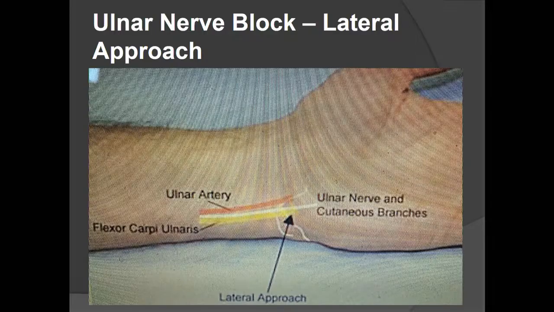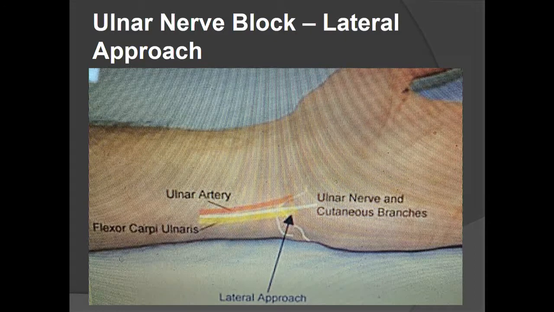Here's the lateral approach. So if you feel that tendon in your hand, you're going to take a small needle, go right under that tendon. You're going to go just right under it and then past it and inject 1 ml, and then you've hit your ulnar nerve. Now there is an artery right there too, so of course always aspirate to make sure you're not in a vessel, but it's really a great technique.